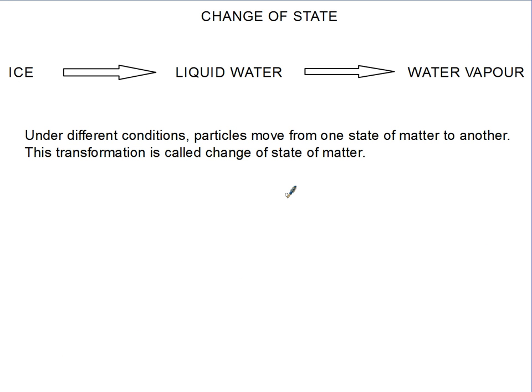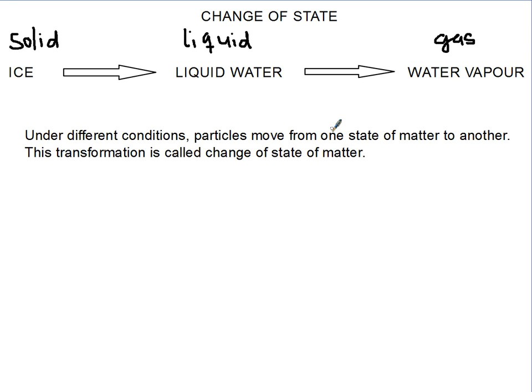Now, change of state of matter. Water can exist as ice, it can exist as liquid water, or it can exist as water vapor. Now, ice is the solid form of water. Liquid water, as indicated, is liquid. And then the water vapor is gas.